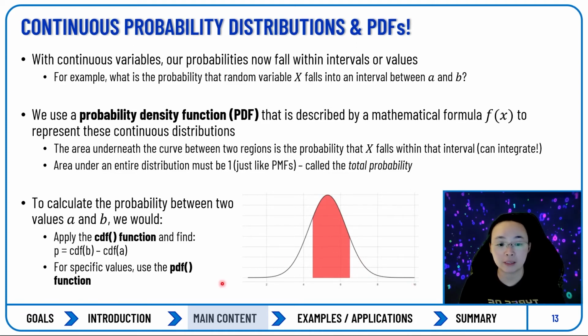So to calculate the probability between two values a and b, we would, number 1, either apply the CDF, the cumulative distribution function, and we're going to find the probability as CDF of b minus CDF of a. If this were CDF of b, it would be the full area from the beginning to point B, and then CDF of A would be the area from here to A. If you subtract the two, the difference will be the red area over here. So that's where that CDF function comes in handy. For specific values, we can use the PDF function to get a specific probability for a small range of values.